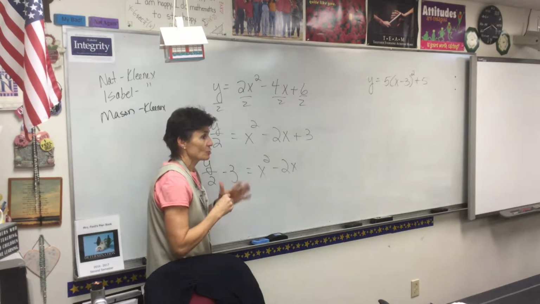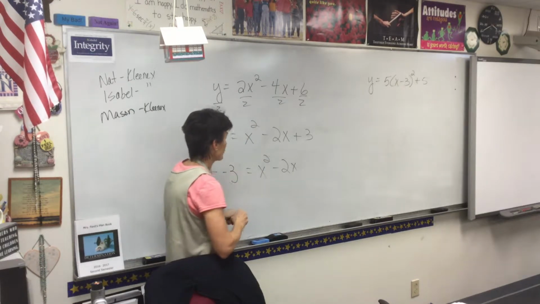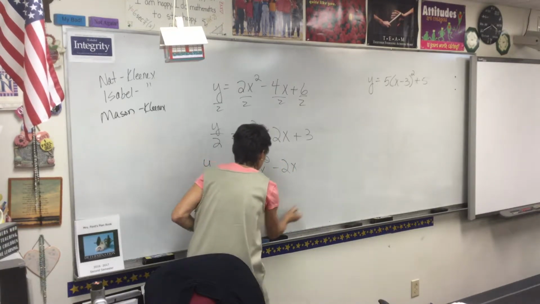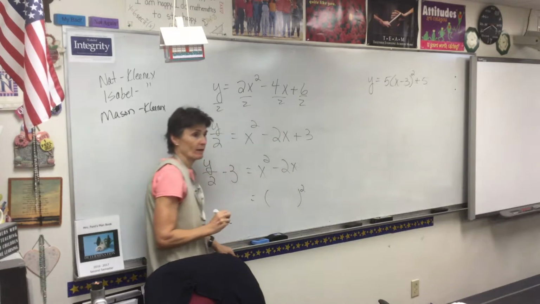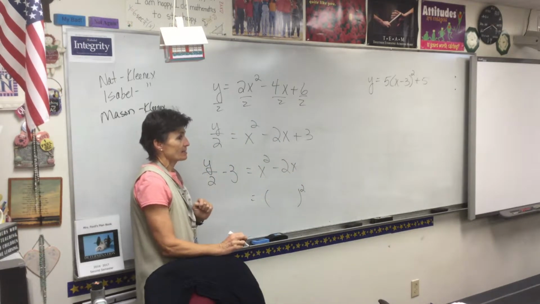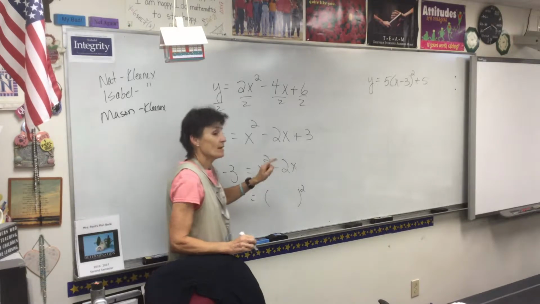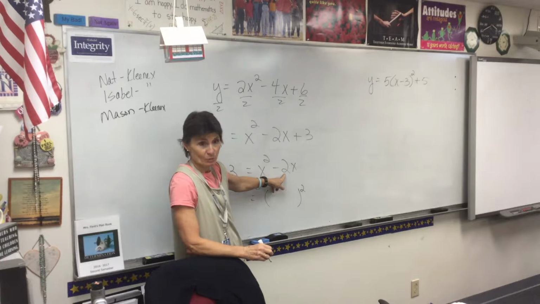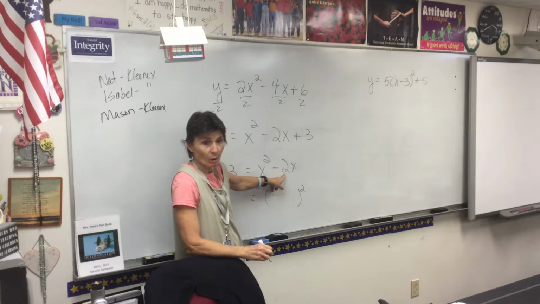Complete the square. Completing the square means adding a number on here so that this is a perfect square. So what number are we going to add to both sides? 1. And we got 1 by taking half of 2 and squaring it. Half of 2 is 1, and 1 squared is 1.